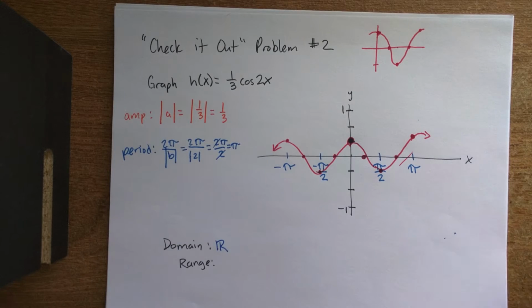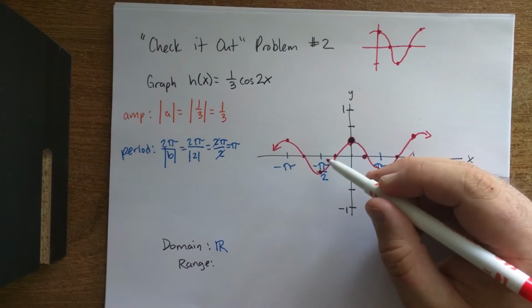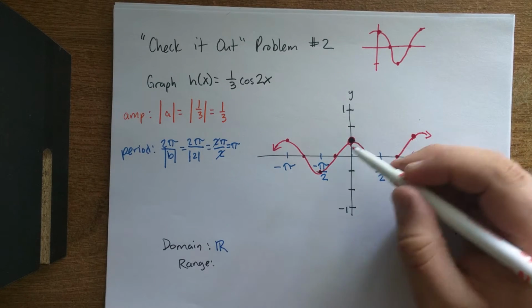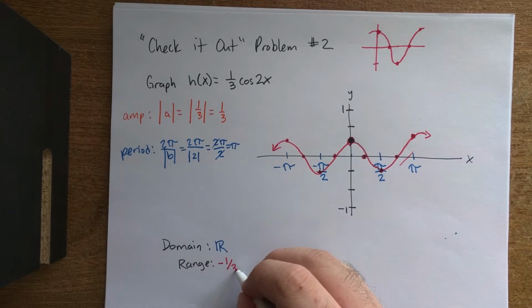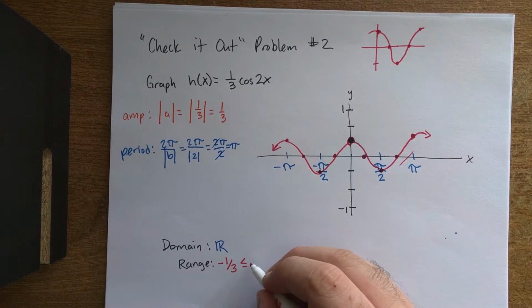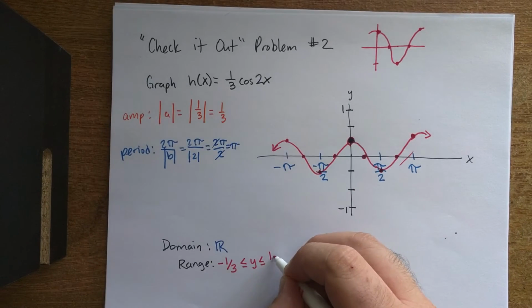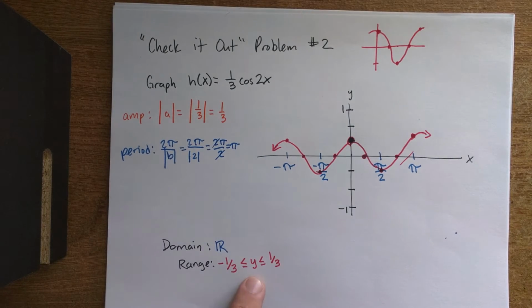Now your range is going to be what is allowed on your y-axis, but we said that the graph can go no further than negative 1/3 and 1/3 in this direction, and so that's going to determine our range. Our range is going to be negative 1/3 is less than or equal to y is less than or equal to 1/3. So that keeps our range between those two values.